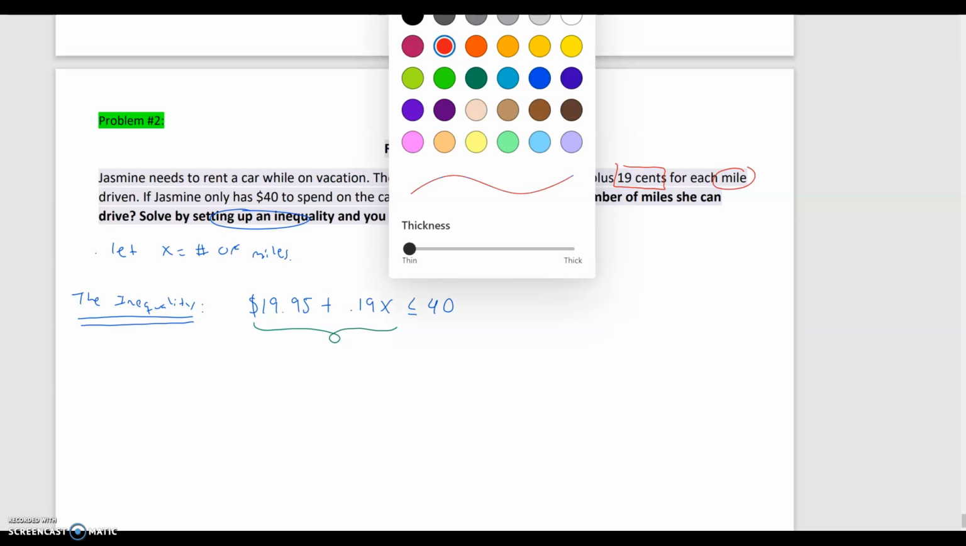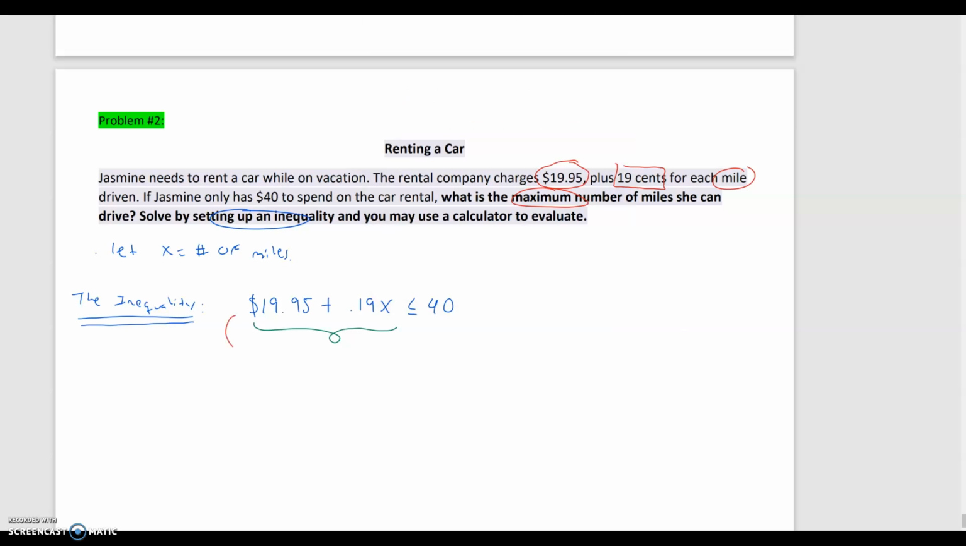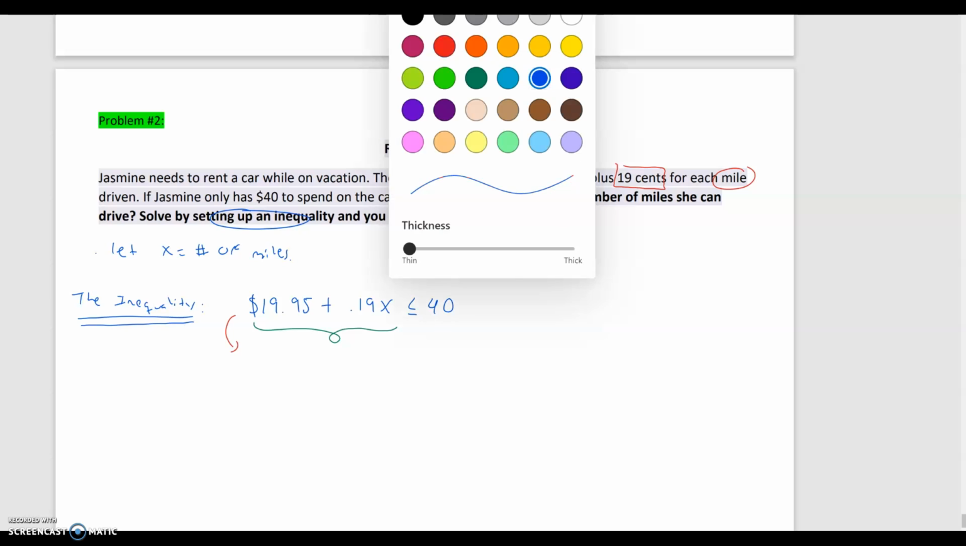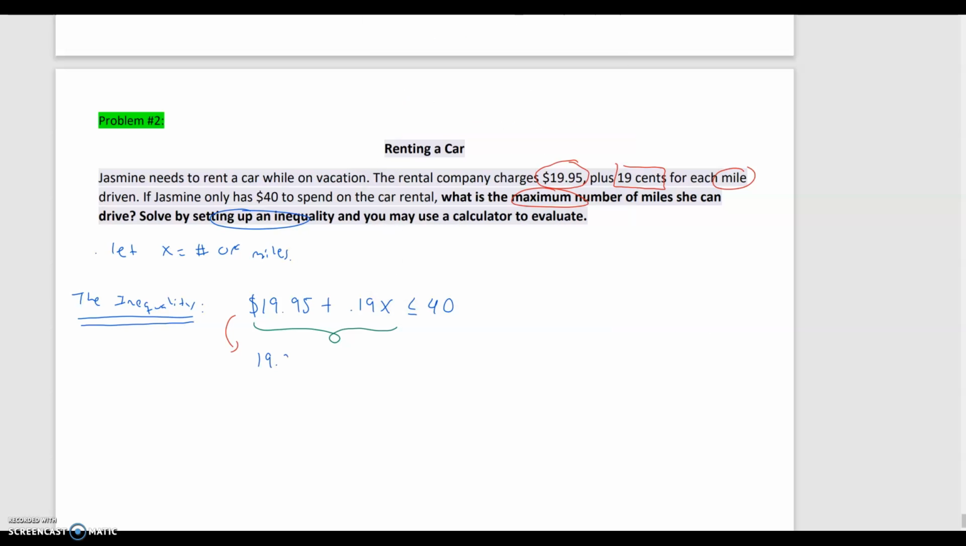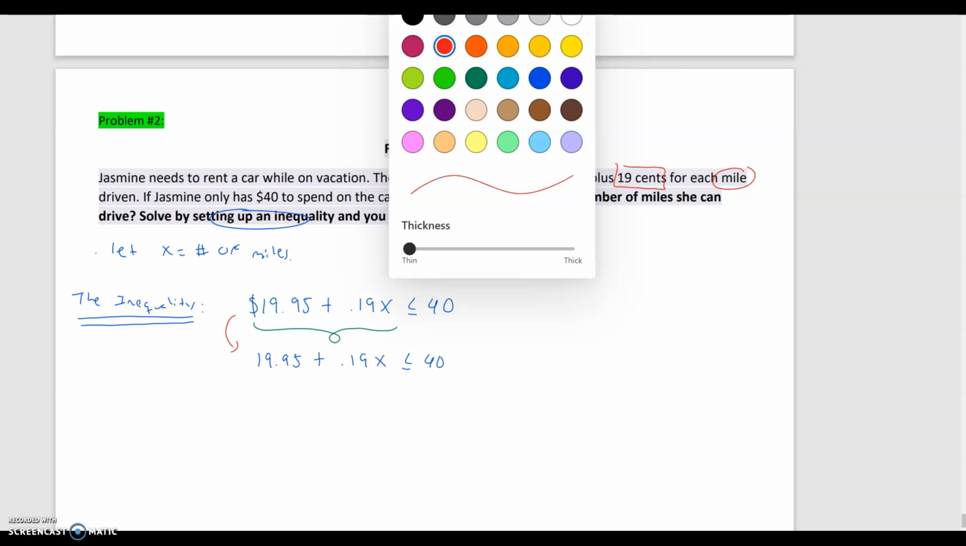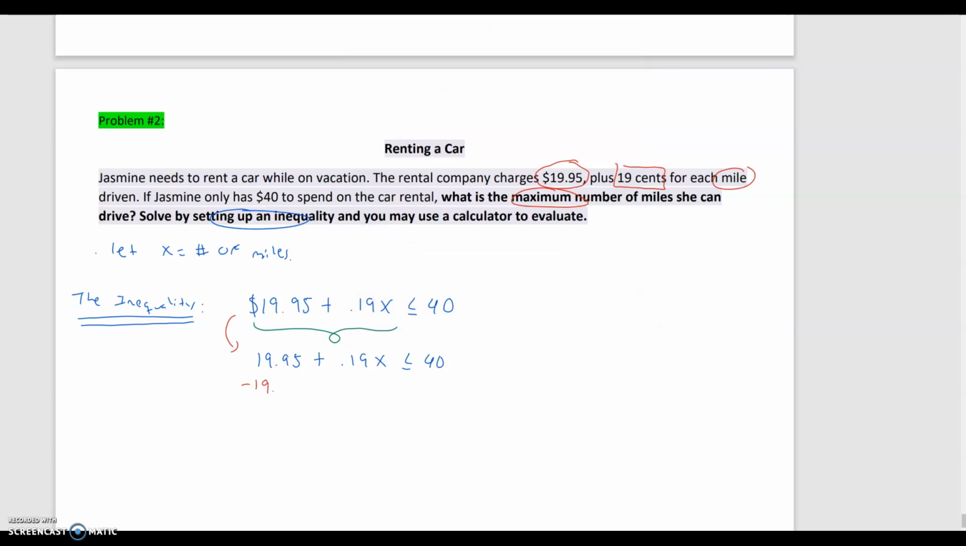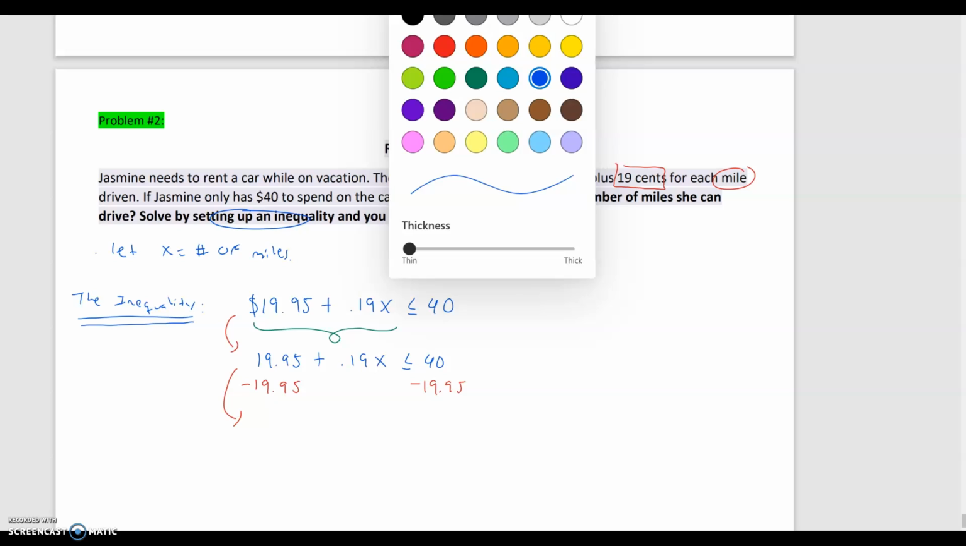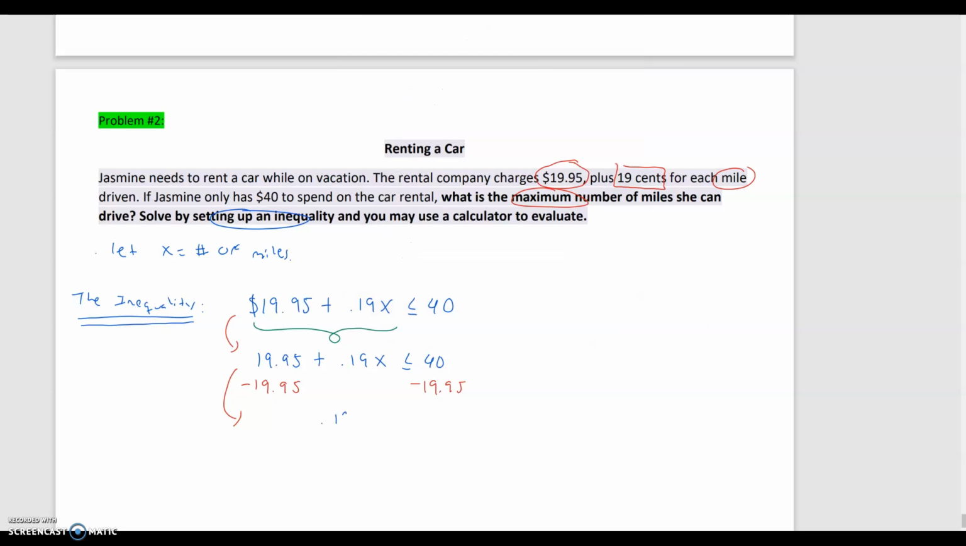So let me rewrite it without the units. It'll look a little bit simpler. 19.95 plus 0.19x is less than or equal to 40. And let me subtract 19.95 from both sides. So that's going to give us, on the left, 0.19x is less than or equal to, and that's going to be 20.05.